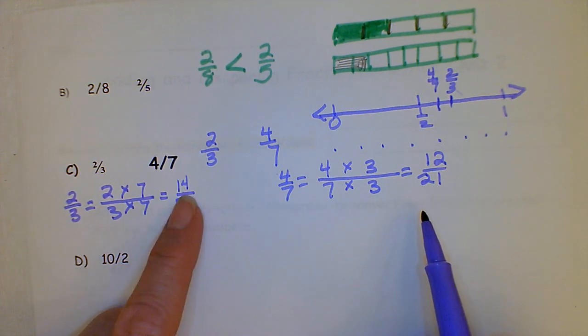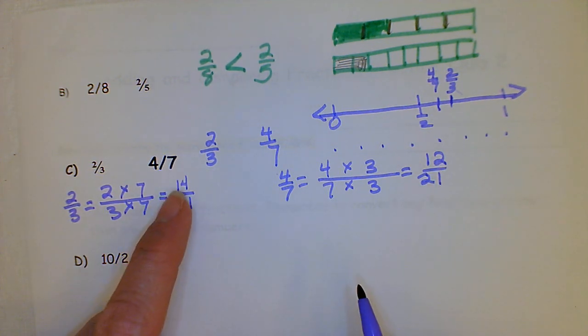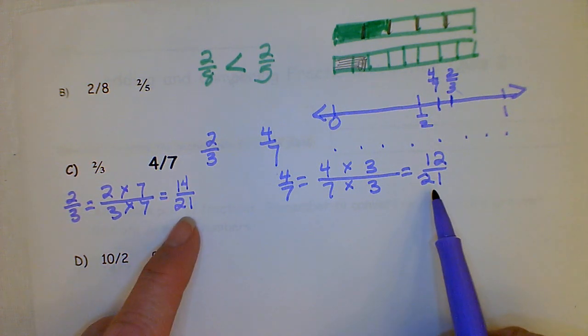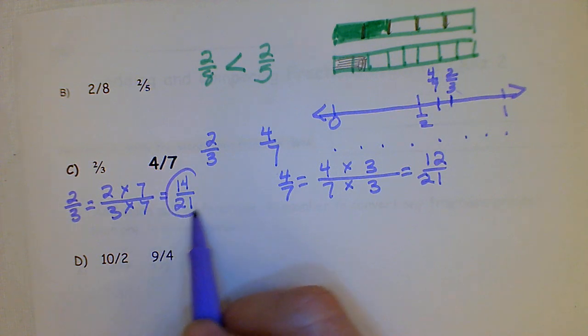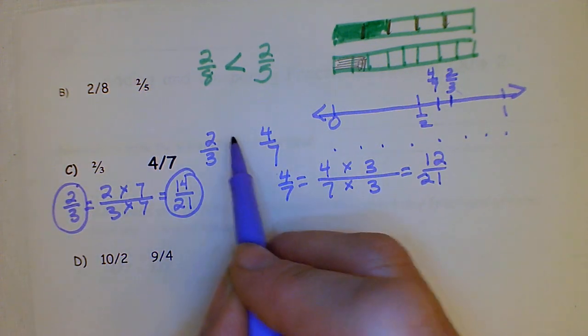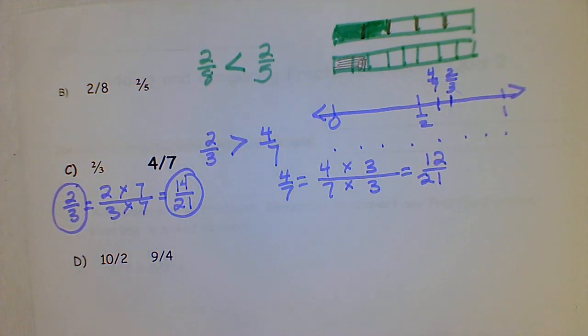Here I have 14 of them, and here I have 12 of them. So having 14 of the same size pieces is going to be more than having 12, which means that this is larger, which means the alligator is going to eat 2/3. So 2/3 is larger than 4/7.